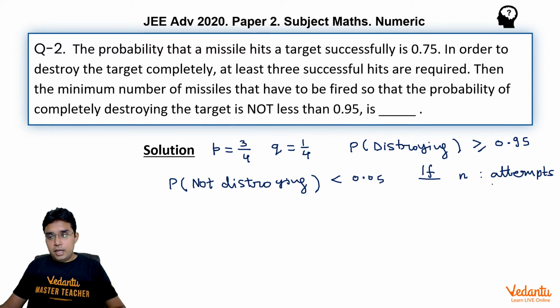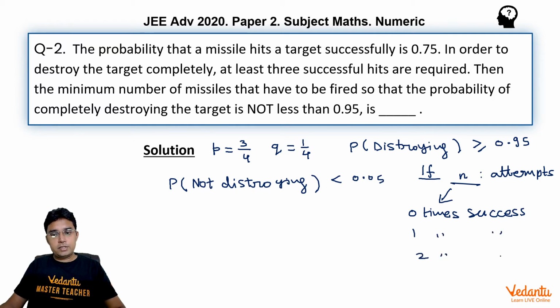What are those? Out of this n, we hit only 0 times, or you can say 0 times success, or 1 time success, or 2 times success. Because if success is more than or equal to 3, then it will be destroyed. So we have to find the probability that the number of successes out of n is either 0 or 1 or 2. Now using the formulas of binomial distribution, we can write it directly.